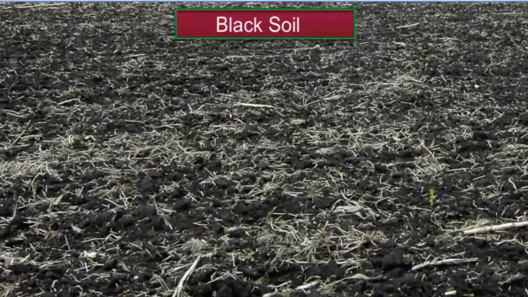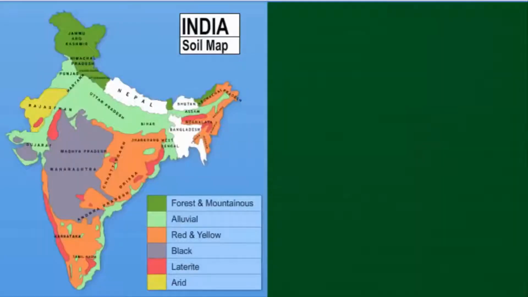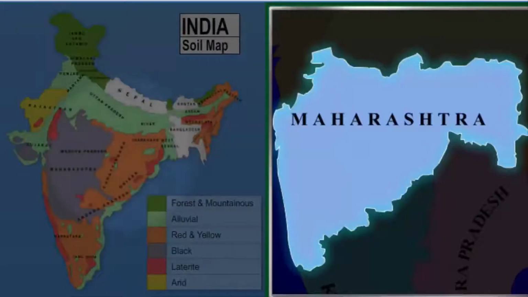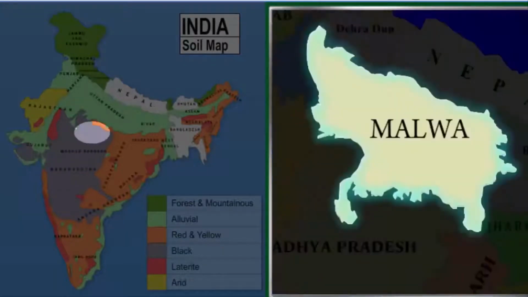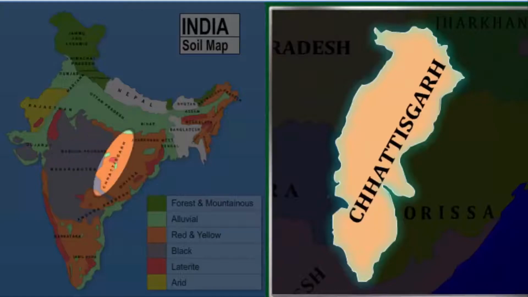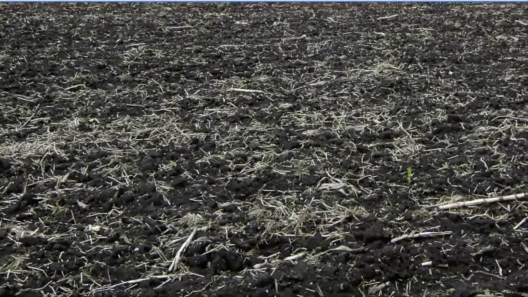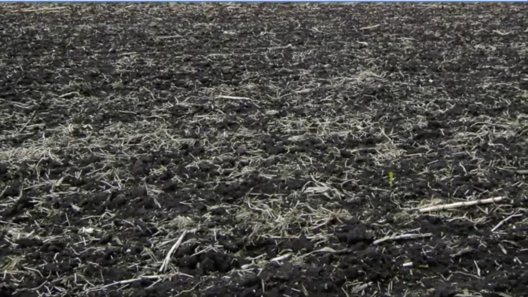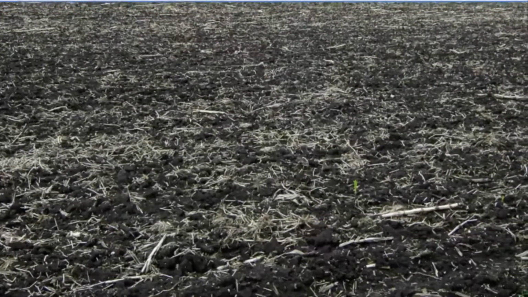Black soil, also called Regur, is found in the Deccan Plateau spread over Maharashtra, Saurashtra, Malwa, Madhya Pradesh and Chhattisgarh. Black soil is formed by the climatic conditions and weathering of volcanic rocks found in this region.